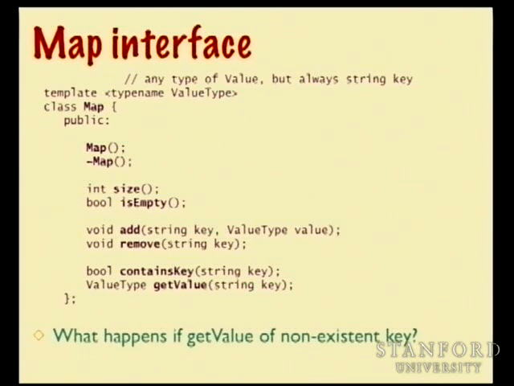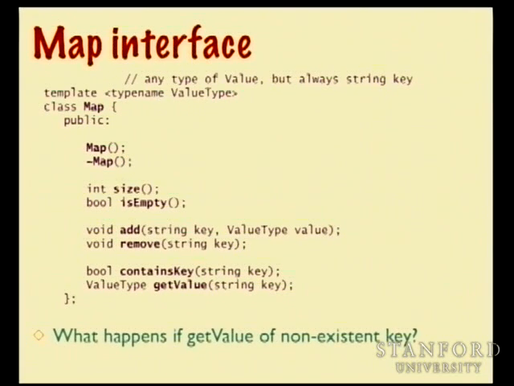or a string which represents the definition. That value type can vary based on what the client chooses to fill in the template parameter with, but the keys are always strings. I'll get to why that is a little bit later, but just to note it while we're here. So things like remove and contains key and get value all operate on a key, always take a string, and then what they return or access is templatized by this value type.